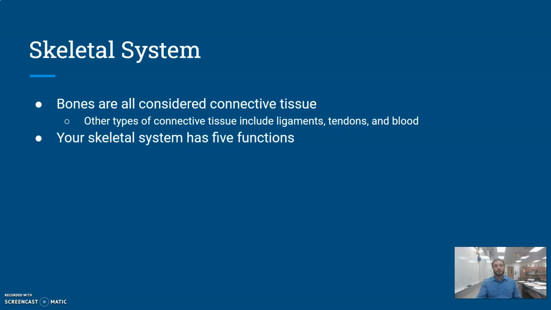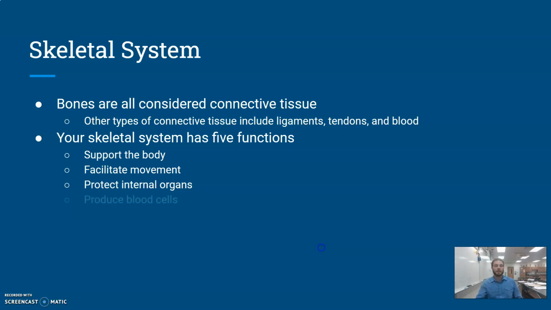But there are 5 functions of your skeletal system. First, it needs to support the body, and it needs to allow for movement, or it needs to facilitate movement. Those two, when you think of your skeletal muscles and the bones that those are pulling on, are pretty easy to grasp. They also protect your internal organs. So when you think about your rib cage protecting your heart and lungs, they're going to produce blood cells, and we'll see where that production comes from later. And they also are good for regulating your minerals, specifically your calcium and phosphorus, as well as regulating your fat levels.